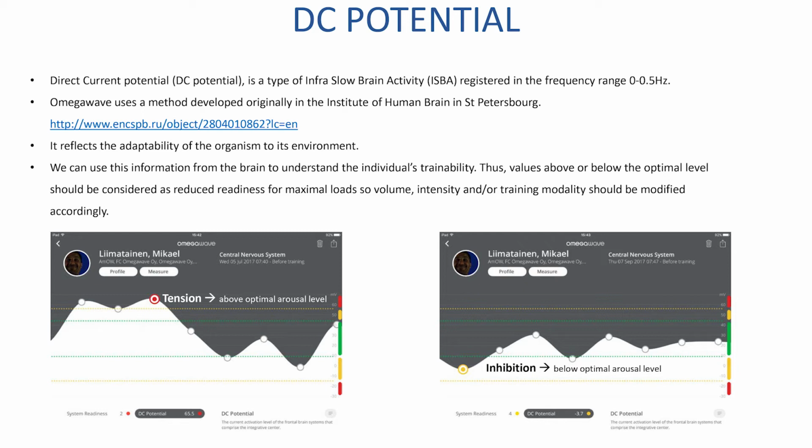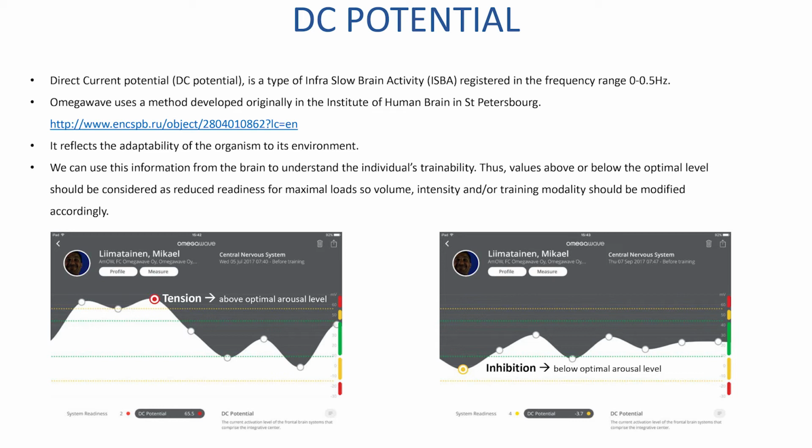I'm just explaining the background. We are following the direction that was developed in St. Petersburg. And we have a lot of papers and articles published in Russian that were translated into English, and you can find them on PubMed, about how to interpret DC potential.